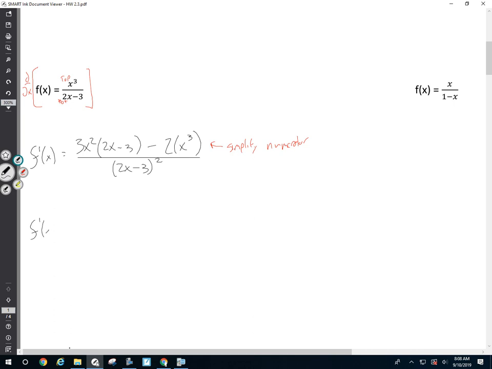So I'm going to distribute the 3x squared, giving me 6x cubed minus 9x squared. Then this would be minus 2x cubed, over, I'm not going to distribute the denominator because it actually makes it more complicated than this factored form. That's (2x minus 3) squared. And then I'm going to just combine my x cubes. The 6x cubes minus the 2x cubes is 4x cubes. And if I wanted to factor out an x squared, I could do that as well.